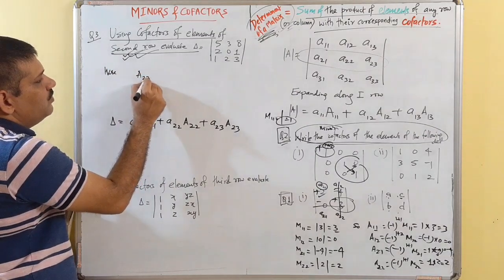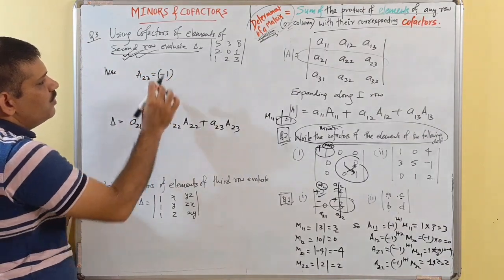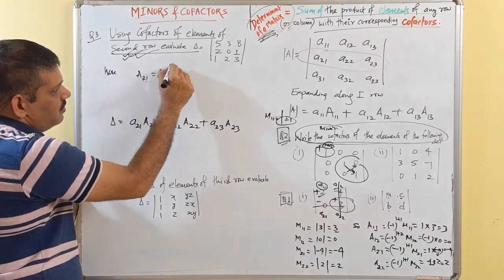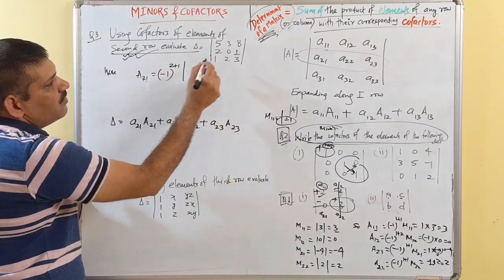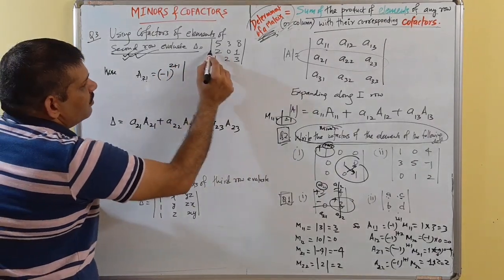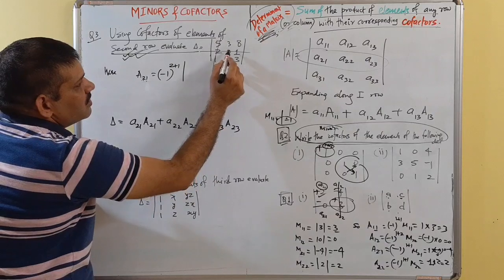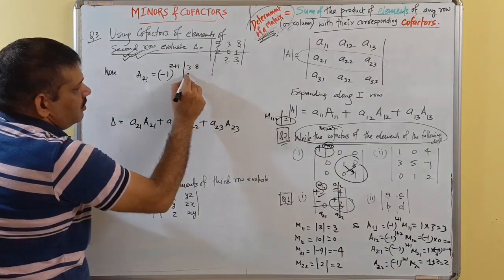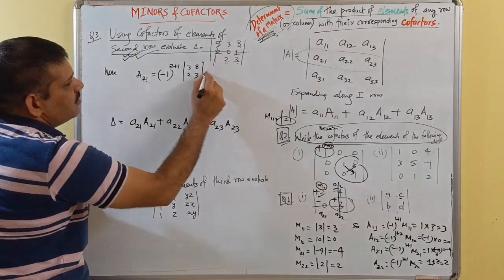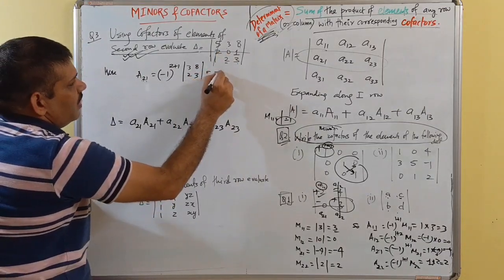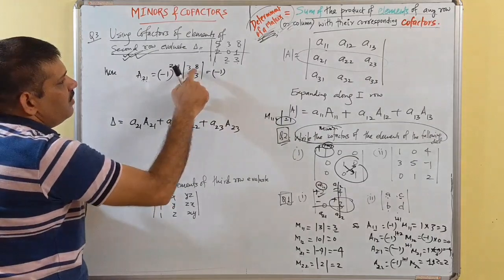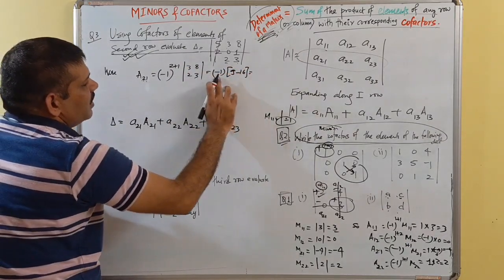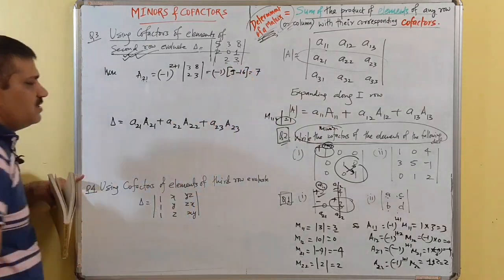Capital A21 we start with, minus 1 raised to 2 plus 1 times of determinant. When I talk about A21, eliminate this row and this column, and we get 3 8 2 3. So this will give us simply minus 1 multiplied by 9 minus 16. That will give us minus 1 into minus 7, that is plus 7.